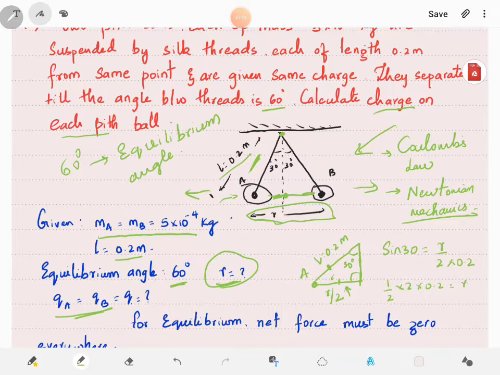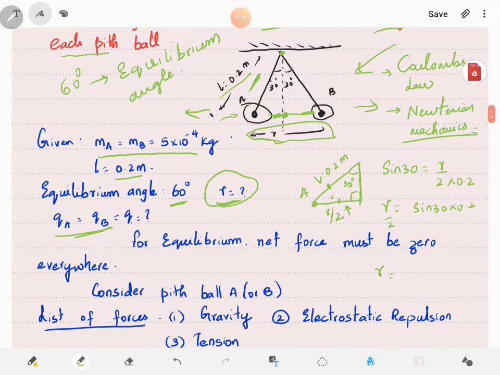So therefore, r is going to be, did I make a mistake somewhere? I think so. No, let's keep it that way. r by 2 is going to be sine 30 into 0.2. So r is going to be 2 times sine 30 into 0.2. Correct. There's no mistake here.